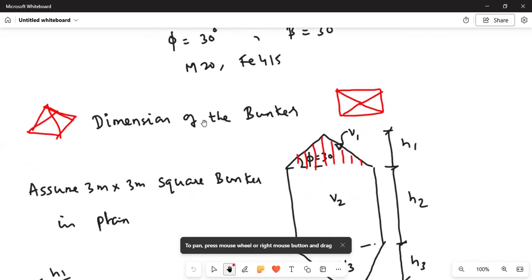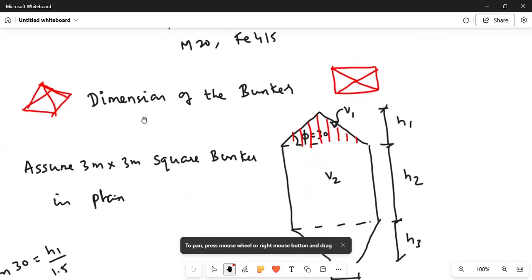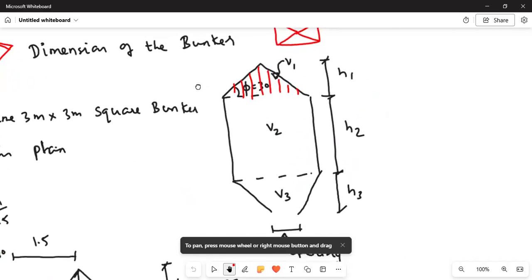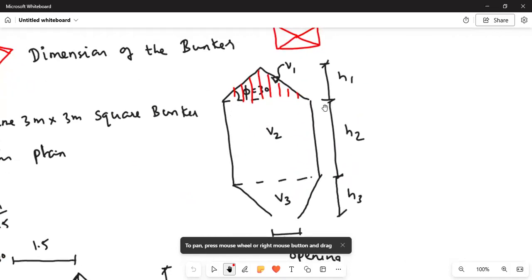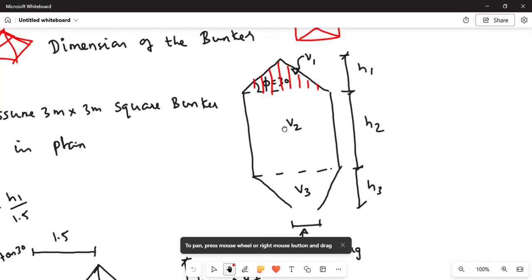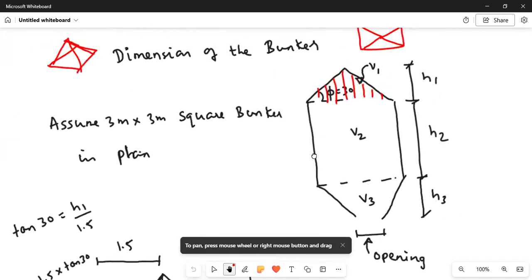So we are required to use M20 grade concrete and Fe415 steel. Okay. So we have seen yesterday the dimensions of the bunker. So in this way, you will have the dimensions of the bunker. H1 is the height of the surcharge, H2 is this height, and H3 is the height of the hopper bottom. And V1, V2, V3 are the respective volumes of the bunker. So yesterday we have seen how to find V1.